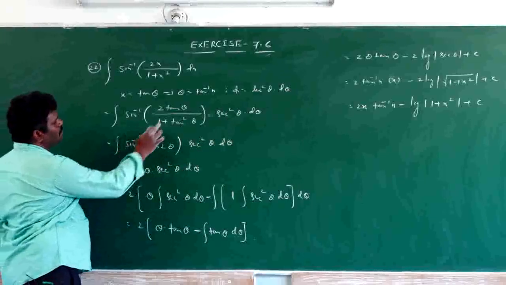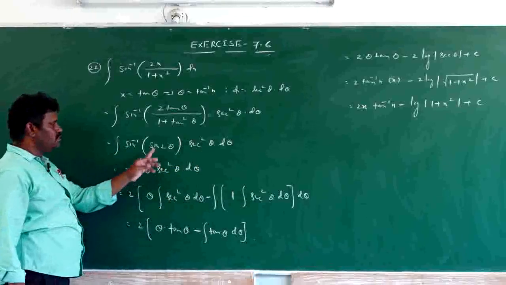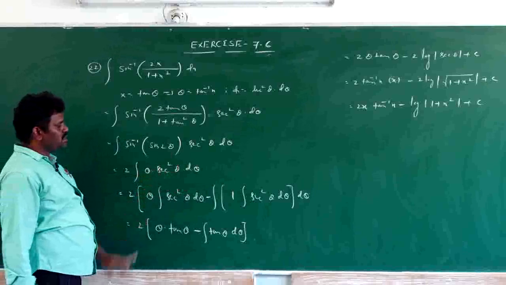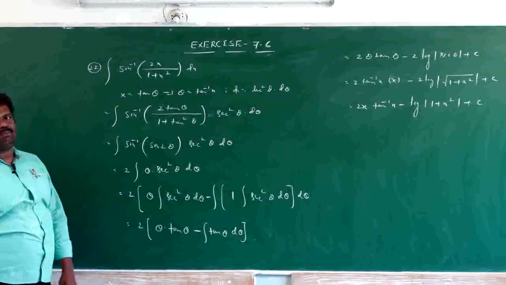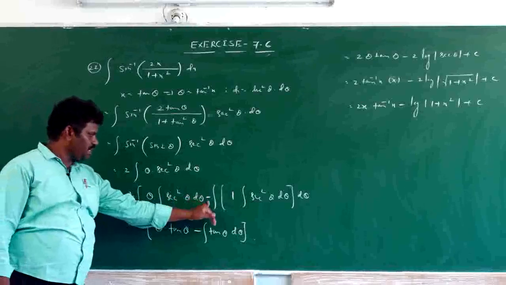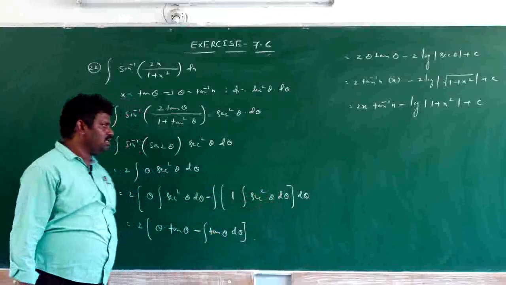Now sin inverse of sin 2 theta, sec square theta d theta. Sin inverse of sin x is equal to x, so it is 2 theta, so 2 theta into sec square theta d theta. Now applying the by parts formula: theta, that is f of x, into integral g of x, minus integral of f dash of x, which is 1, into integral of sec square theta d theta, into d theta.